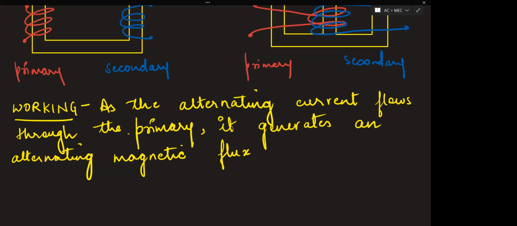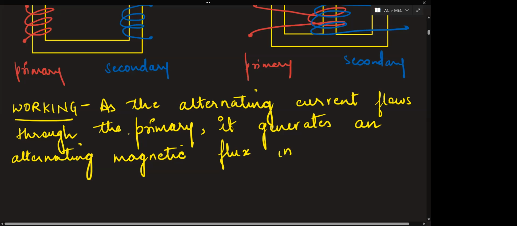Because we are referring not to the normal direct current, we are referring to alternating current. That's why we are focusing on the alternating magnetic flux over here. It's just representing that the magnetic flux has been generated due to the alternating current. So that's why alternating magnetic flux has been mentioned. And this occurs where? In the core, which passes through the secondary.